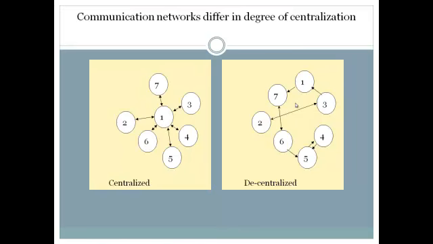Okay. Here you look at a communication network that is highly centralized. Everybody is talking to numero uno. He's talking to everybody else. Everybody else seems to be only talking to number 1. That's highly centralized. In a decentralized one, it's not simply one person who's getting all the information. Information is going in several directions here.